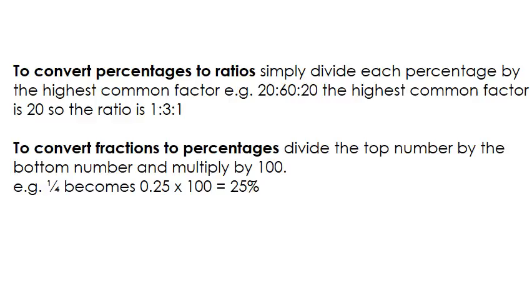If we want to convert fractions to percentages, then you simply divide the top number by the bottom number and multiply by 100. So, for example, a quarter, 1 divided by 4 is 0.25, and then you multiply that 0.25 by 100, that gives you 25.